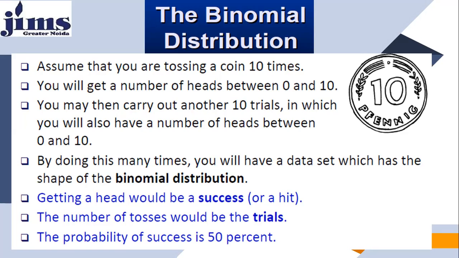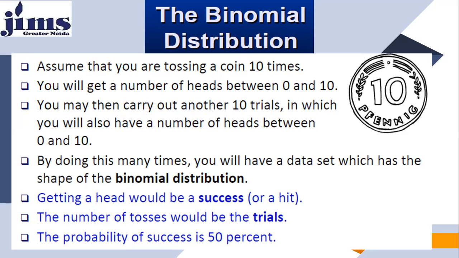Assume that you are tossing a coin 10 times, right? You will get a number of heads between 0 and 10. Means if you toss a coin 10 times, then you have a number of heads, maybe 0, maybe 10, maybe 5, maybe 6. So any value between 0 and 10. Then you may carry out another 10 trials in which you will also have a number of heads between 0 and 10.